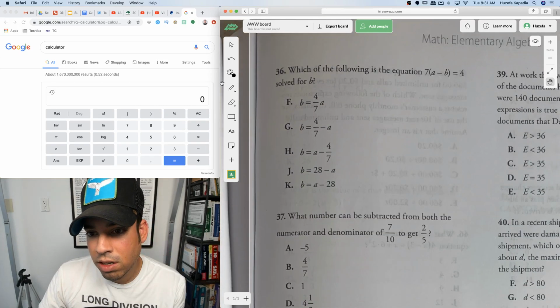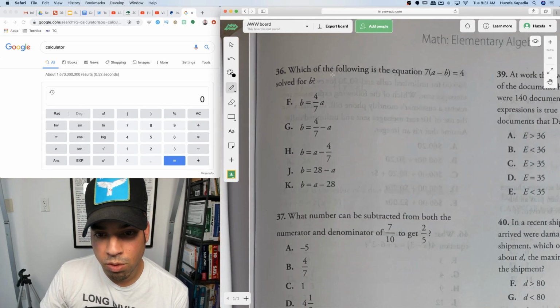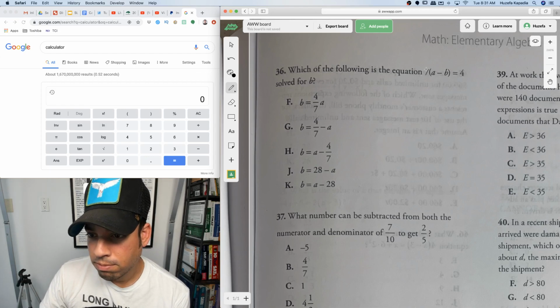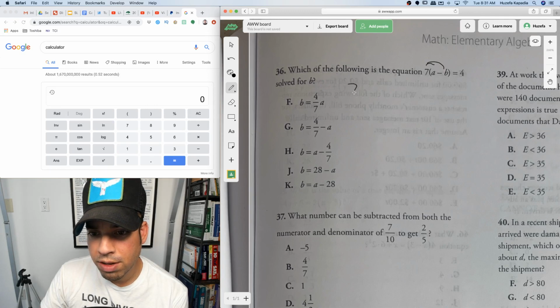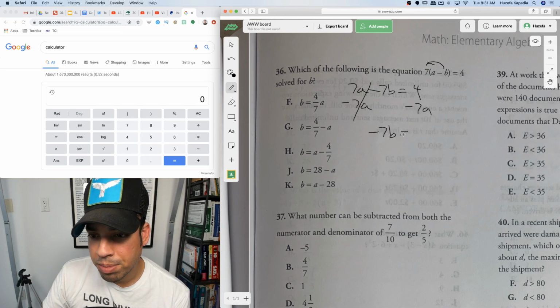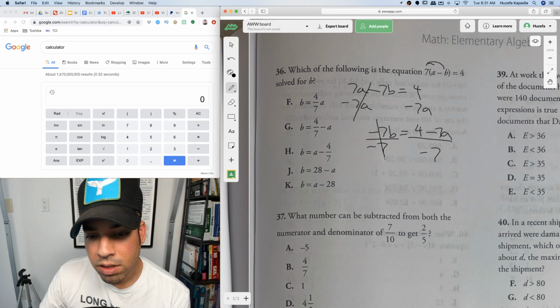Next is 36. Which of the following is the equation solved for b? What we're doing is we're isolating b, so I'm going to distribute. 7a minus 7b equals 4. Then we're going to subtract 7a from both sides. -7b equals 4 minus 7a, and then we divide by -7. Divide by -7. This should be it.